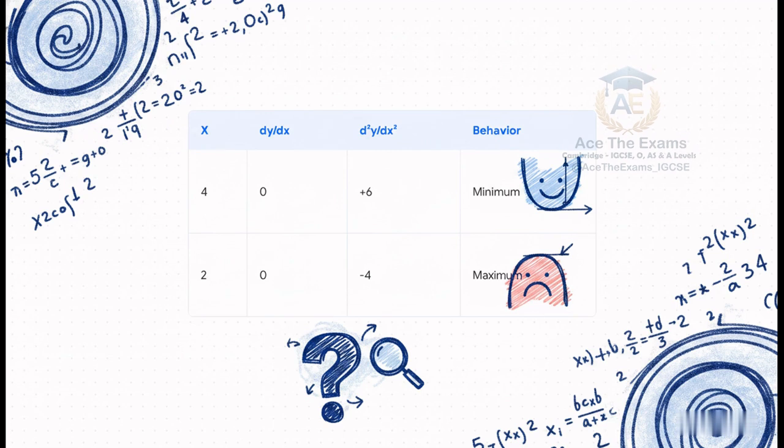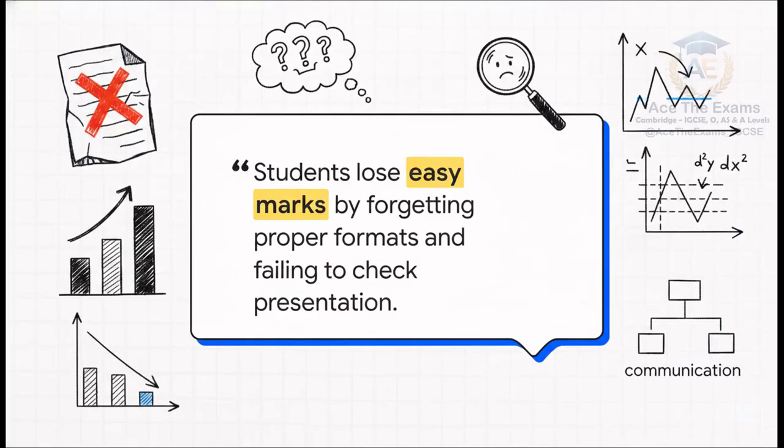Now, if the first derivative changes from positive to negative around a point, and the second derivative is negative, well, that's a frown, so it's a local maximum. Extracting these relationships from tables like this is an absolutely critical skill for the 0606 exams. Listen to this. This isn't just me talking. This is a stark warning extracted directly from the Cambridge Principal Examiner reports.